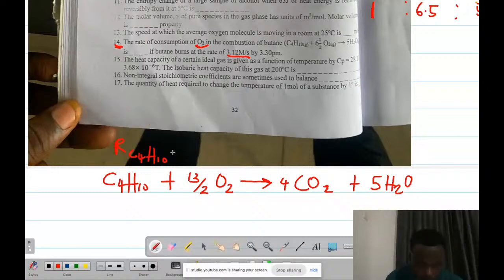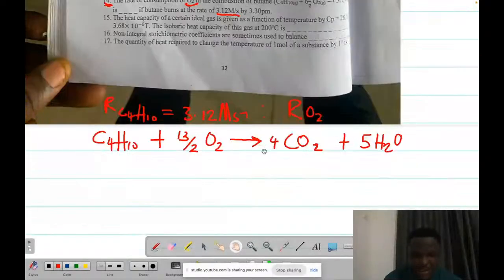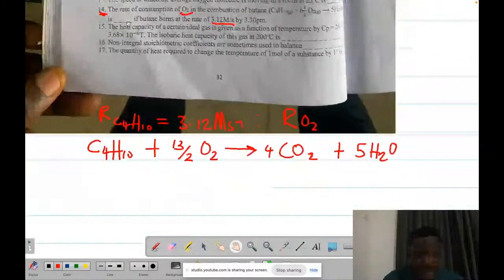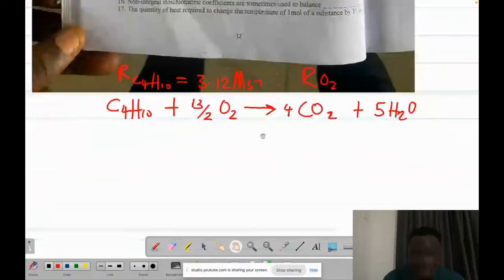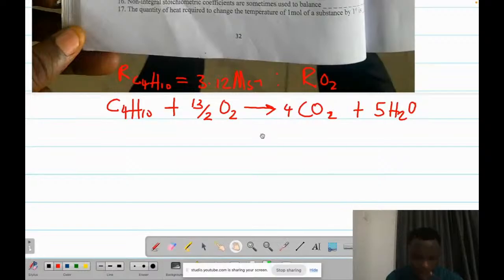They gave us 3.12 molar per second, and then you're asked to find the rate of oxygen. That's what the question is all about. I told us that questions like this, they only gave us a space, so you don't waste your time doing this. Just look at the shortcut I'm about to give us here.